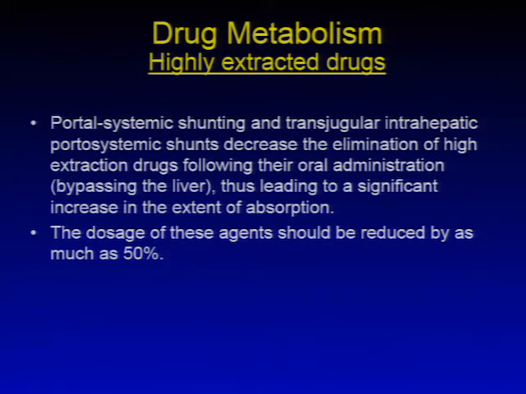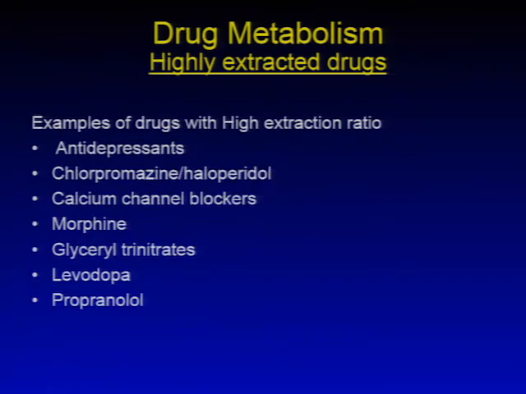Portal systemic shunting and transjugular intrahepatic portosystemic shunts, or TIPS as they are called, decrease the elimination of high extraction drugs following their oral administration, thus leading to a significant increase in the extent of absorption. The dosage of these agents should be reduced by as much as 50%. Examples of such drugs with high extraction ratio are antidepressants, calcium channel blockers, morphine, levodopa, propranolol, chlorpromazine, or haloperidol.